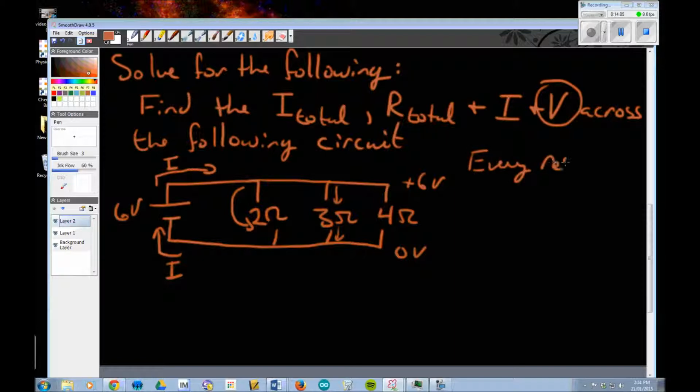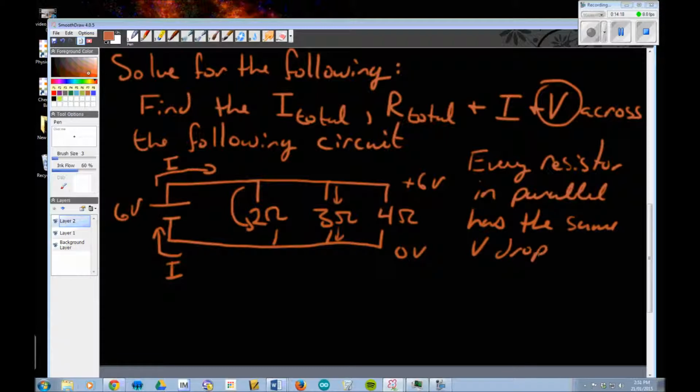Every resistor in parallel has the same voltage drop. So in this case, we can answer this really quickly. Everybody gets 6 volts. But what's more interesting is what is the current through each of them? And how are we going to figure that out?